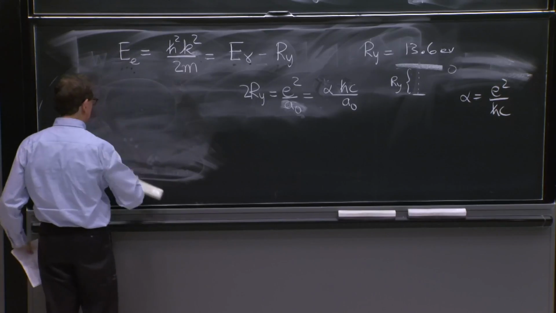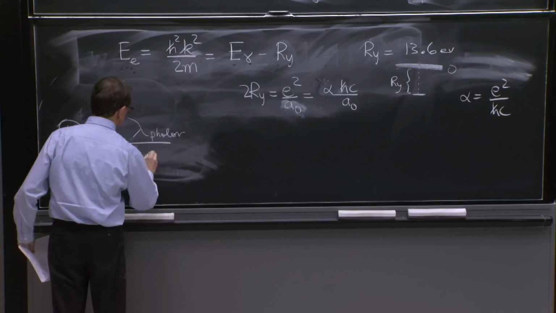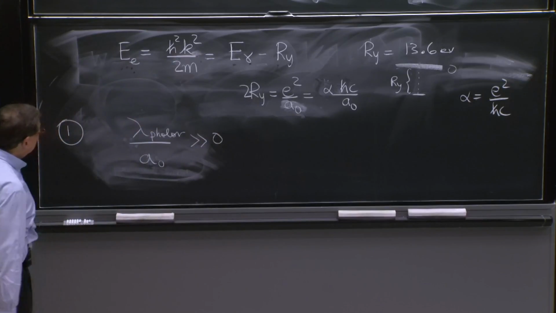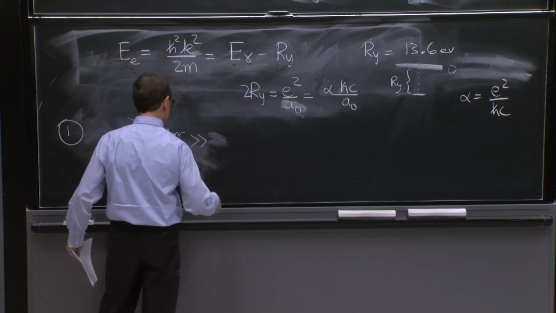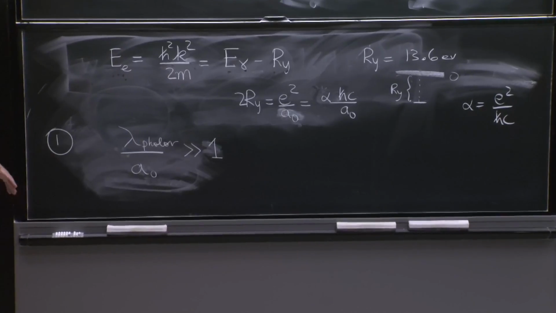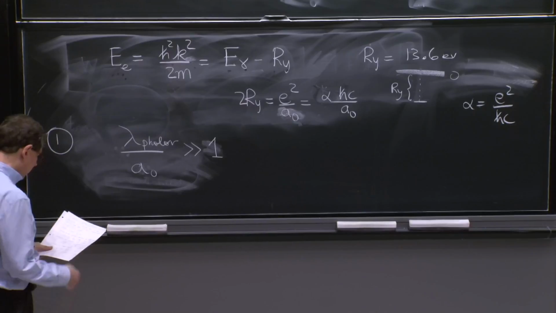So what we want for this is that lambda of the photon be much greater than A0. So this means that the photon has to have a sufficiently long wavelength, and you cannot be too energetic. If you're too energetic, the photon wavelength is too little. By the time it becomes smaller than A0, your approximation is not going to be good enough. You're going to have to include the spatial dependence of the wave everywhere. It's going to make it much harder.